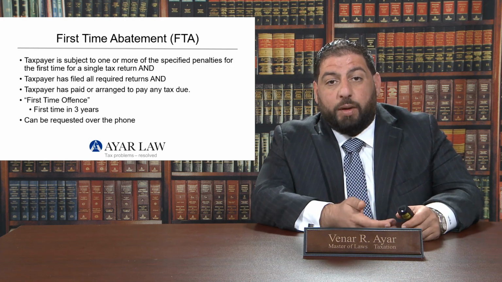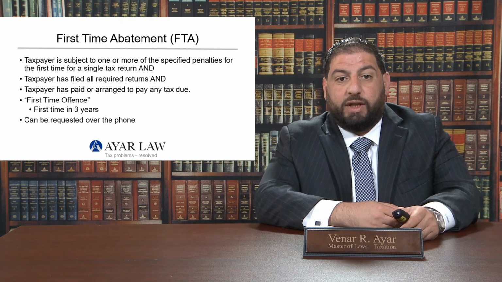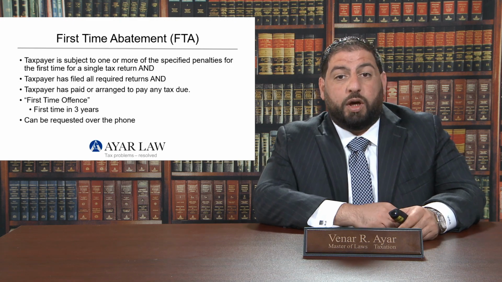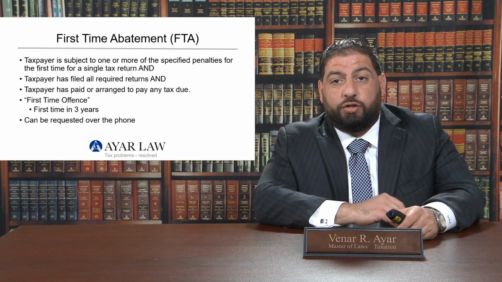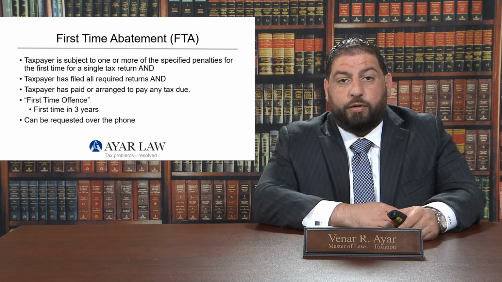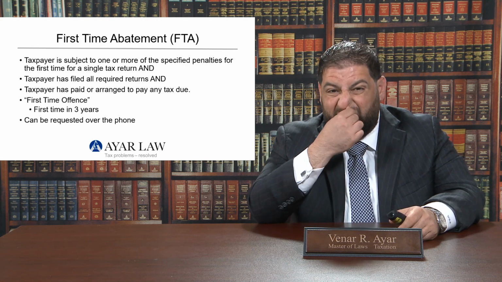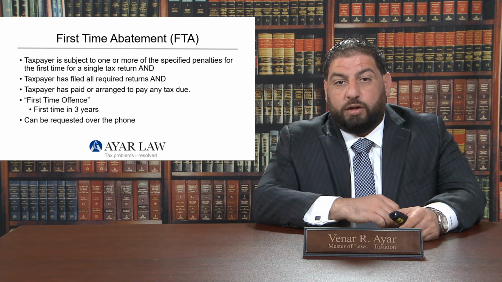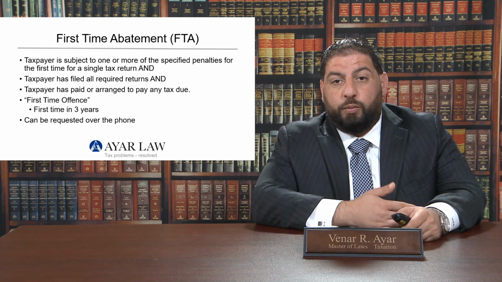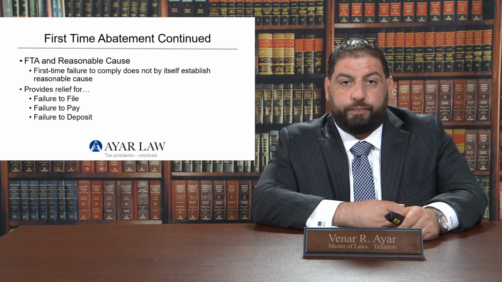And first-time abatements can be requested over the phone. That's usually the easiest way to do it. You pick up the phone, call the IRS practitioner hotline, or call the Department of Collections if your client's in collections, and you just ask them to waive the penalties as long as you've already met all 3 of the conditions.